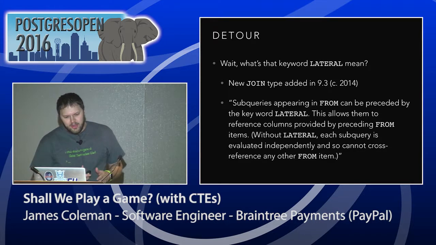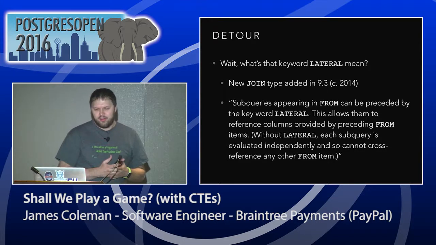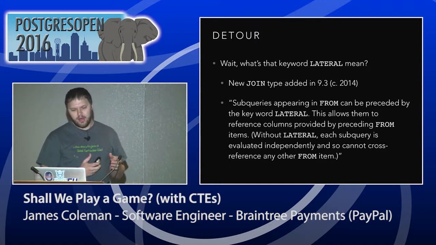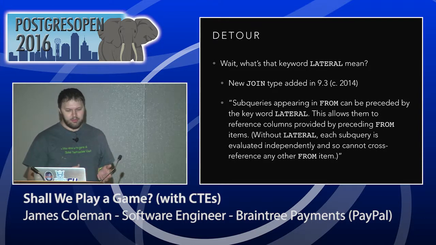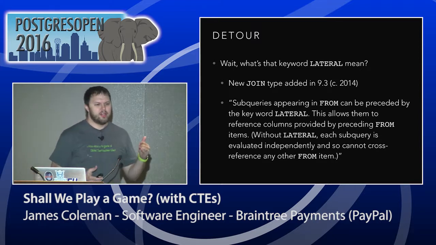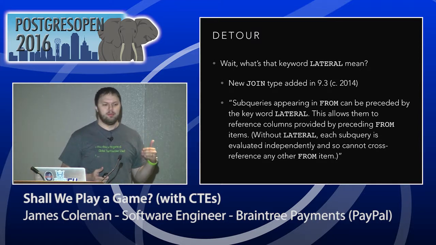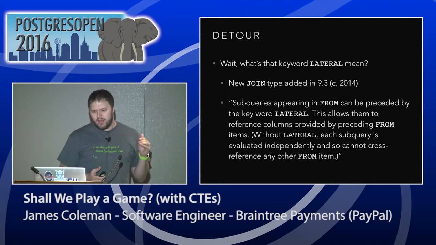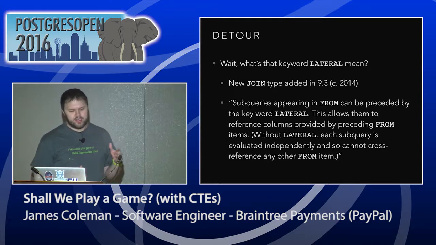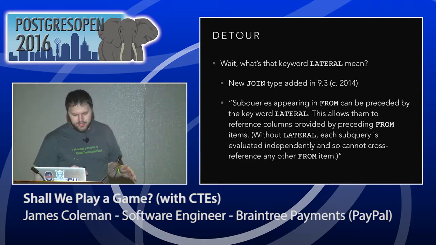The docs say this: subqueries appearing in the from can be preceded by the keyword lateral. This allows them to reference columns provided by preceding from items. Without the keyword lateral, each subquery is evaluated independently and so cannot cross-reference any other from item. Among other things, this allows set returning functions to be used more easily. We can laterally join to a set returning function that depends on previous from data instead of the much more odd and hard to read expand the set returning function inside of the select that I've seen and used before. This is much easier to understand.